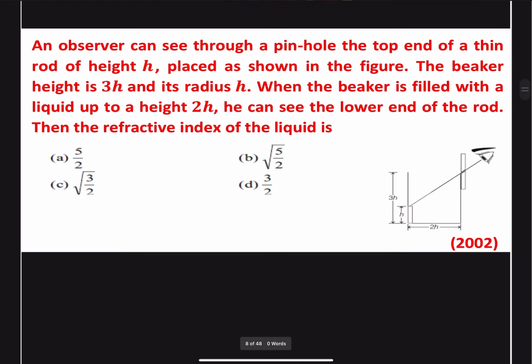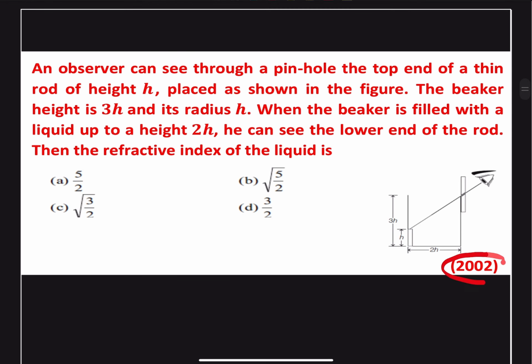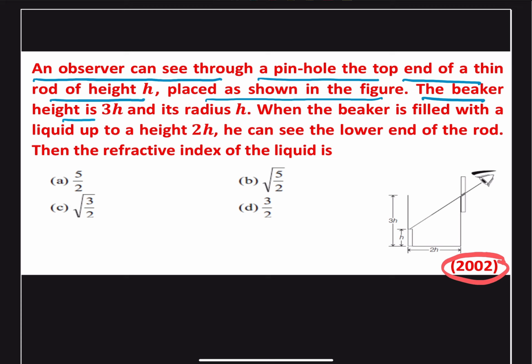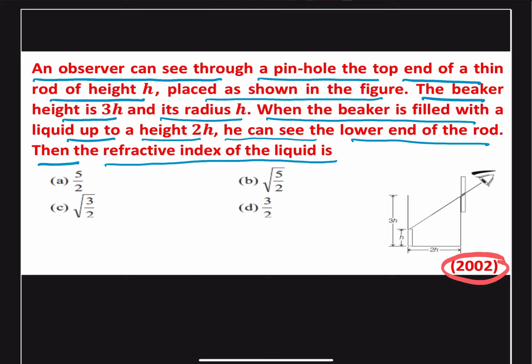Next question. It was also asked in the year 2002, and it states that an observer can see through a pinhole the top end of a thin rod of height h placed as shown in the figure. The beaker height is 3h and its radius is h. When the beaker is filled with a liquid up to height 2h, he can see the lower end of the rod. Then the refractive index of the liquid is.